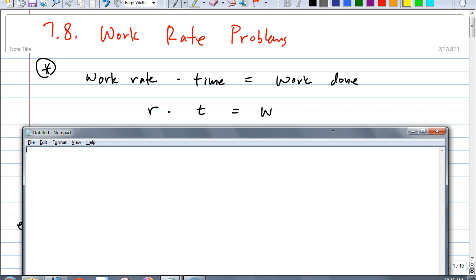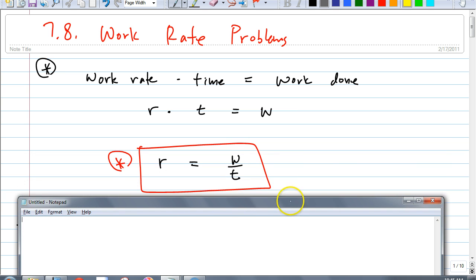This formula, if you divide both sides of this formula by T, and so write this down. This is the most important thing you will need to know to do the homework for tonight. This concept, that work rate is nothing more than how much work you've done over how long it took you to do that work. Okay? So the work done over time is how you get the work rate. Does this make sense? If we do an example, it'll make more sense.